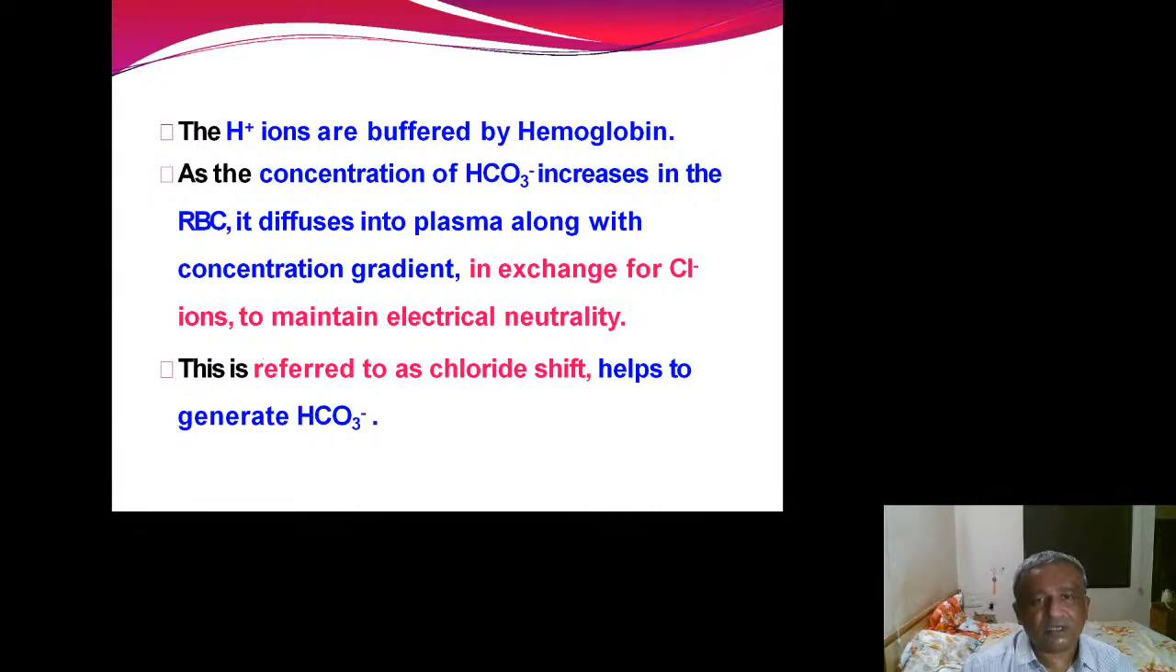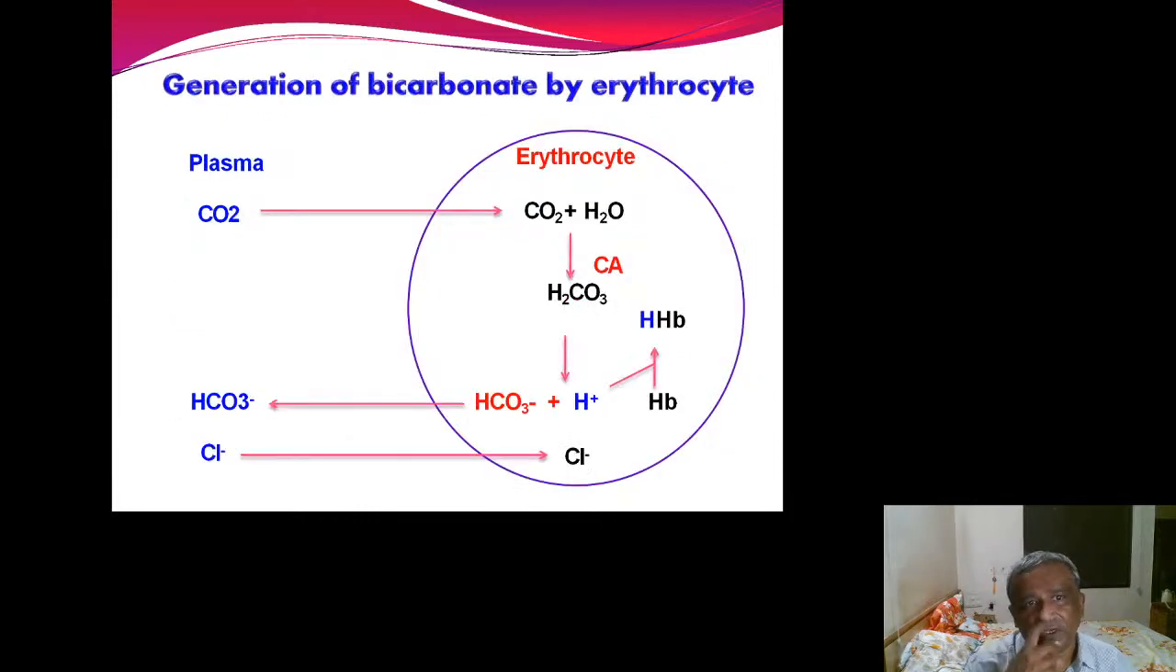This description is a bit confusing, but let's make it simple with this figure. The generation of bicarbonate by erythrocytes. Whenever the erythrocyte has CO2 and H2O, in the presence of carbonic anhydrase, it is converted into H2CO3.